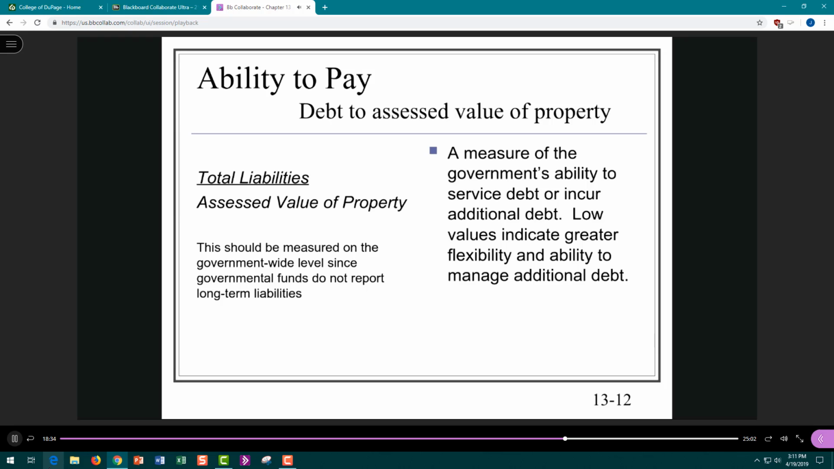And if you're not getting it from an assessor or the government itself in some other way, you could look to another publication like a prior official statement for bonds. In fact, this kind of a ratio almost always appears in an official statement for bonds, because it's another way to look at how much debt an entity has. And in this case, you want this ratio to be as low as possible.